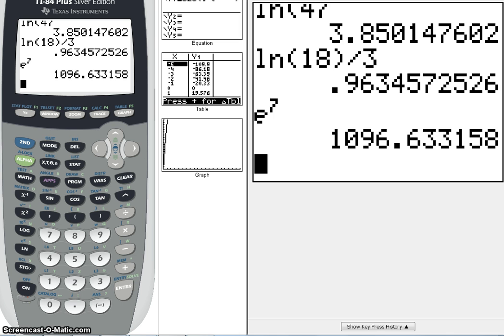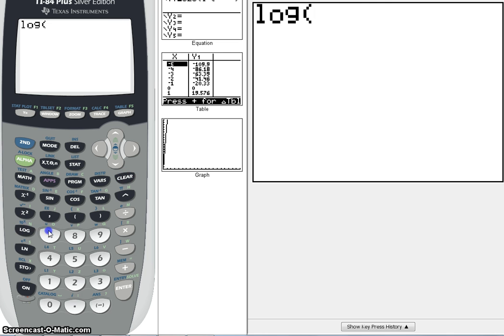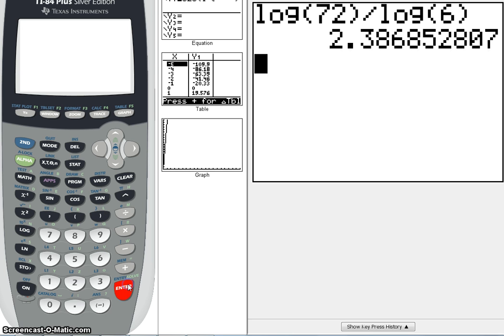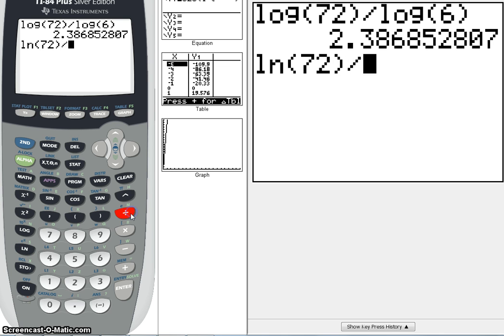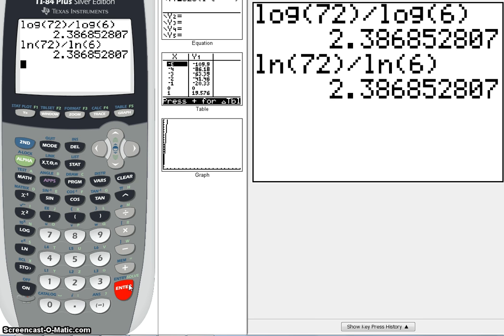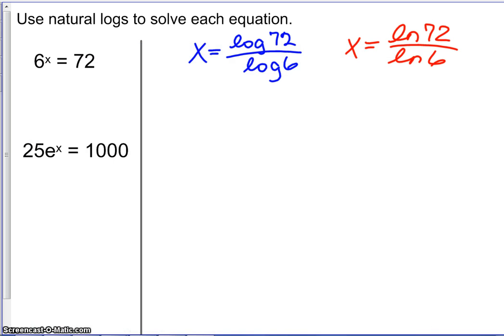We had 72 and 6. So I said that the log of 72 divided by the log of 6 is equal to a value. And then I could do the same thing with the natural log: natural log of 72 divided by the natural log of 6. I'm going to get the exact same value here. So it's the same ratio that we're working with. You still get 2.387 for both values. It's just a different route to get to the same answer.